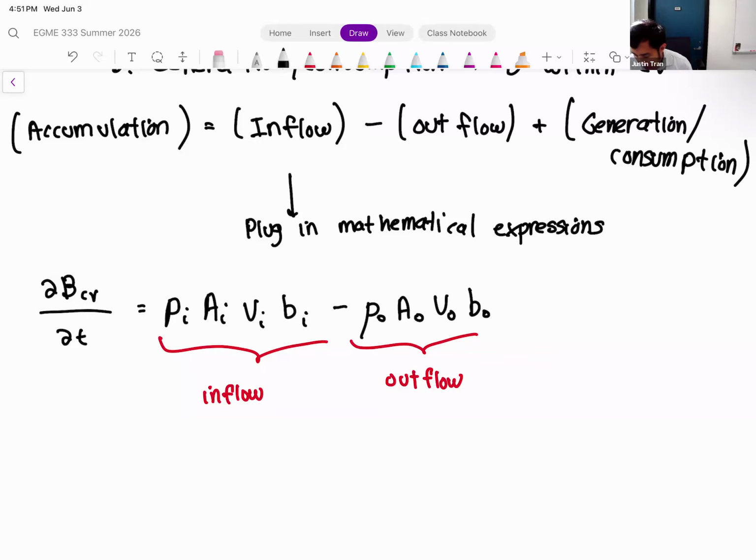And then finally, we have the generation consumption term. All right, and so this is kind of where our material derivative comes into play, although we're not going to actually use it in this material derivative form. We're going to actually use it to kind of represent something else. Okay. But to represent the generation or consumption of our quantity within the control volume, we're going to use our material derivative, okay, with one very key distinction.